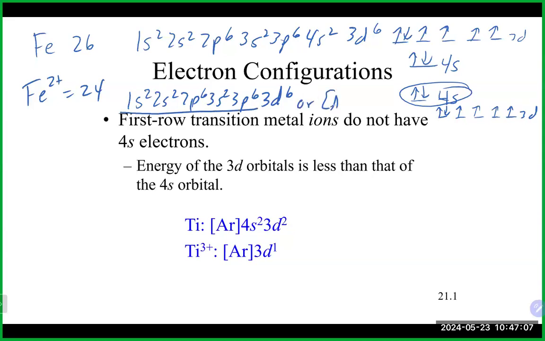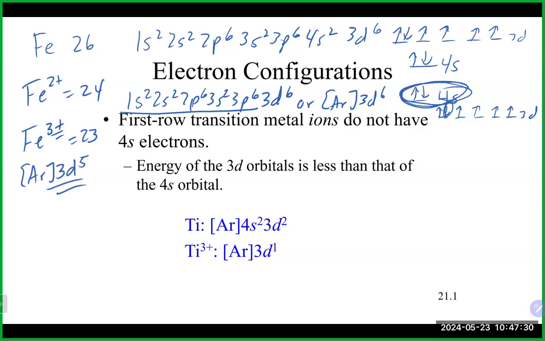Or again, this is argon's configuration, so you could do the shorthand of argon 3d6. All right. Now, when iron goes to a +3 situation, that is going to be 23 electrons, which means it will still lose these first, but now it has to jump into the d here, and we will end up with argon 3d5 as its proper electron configuration.